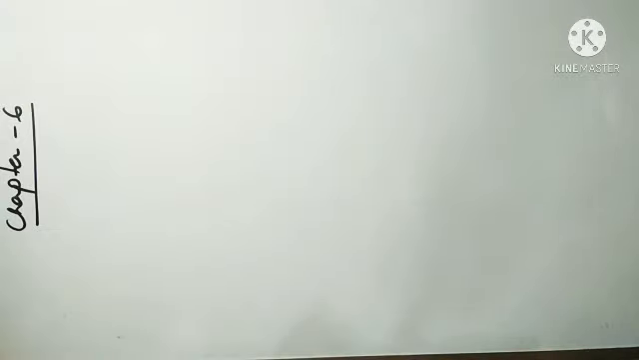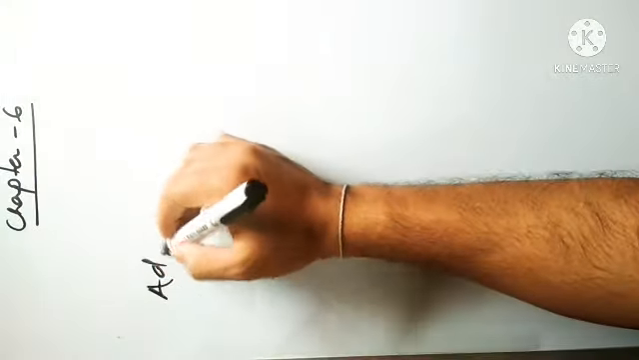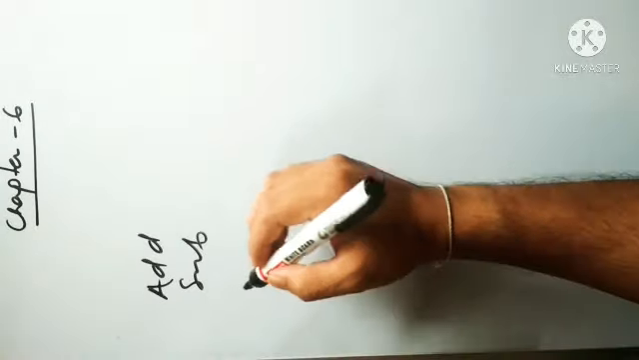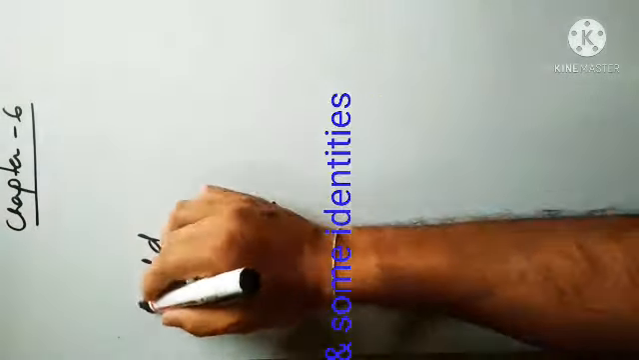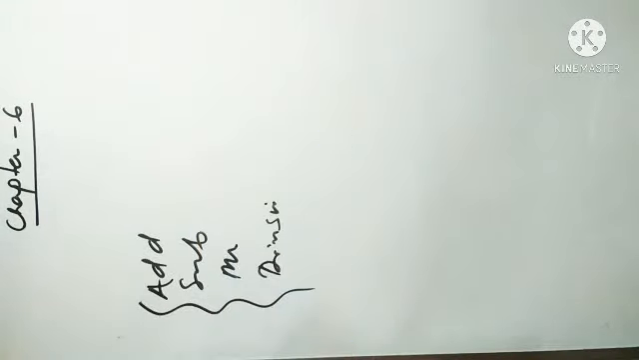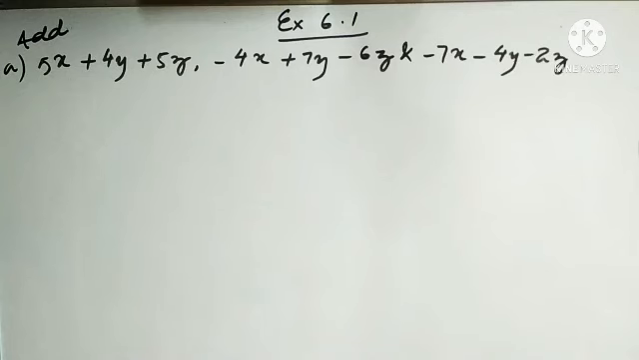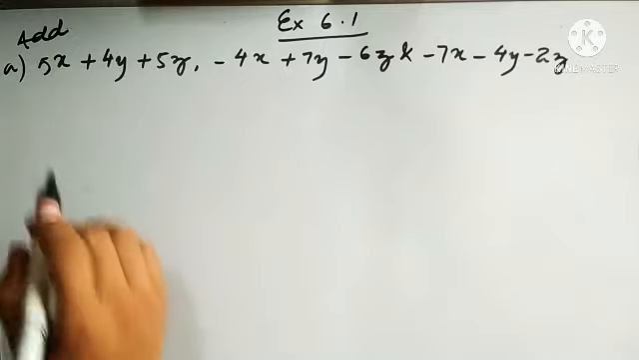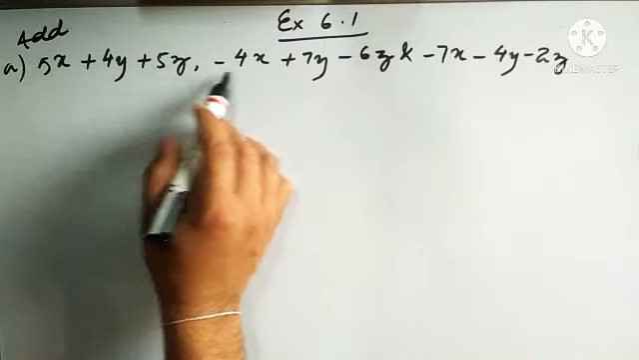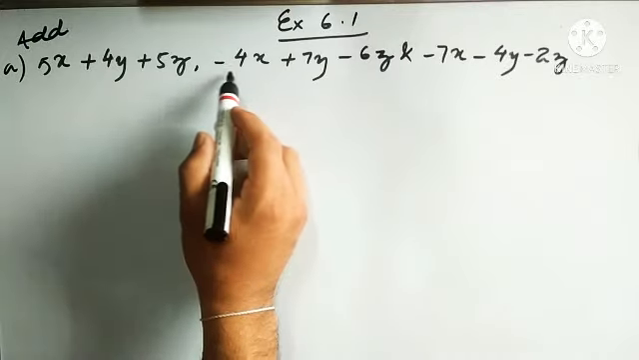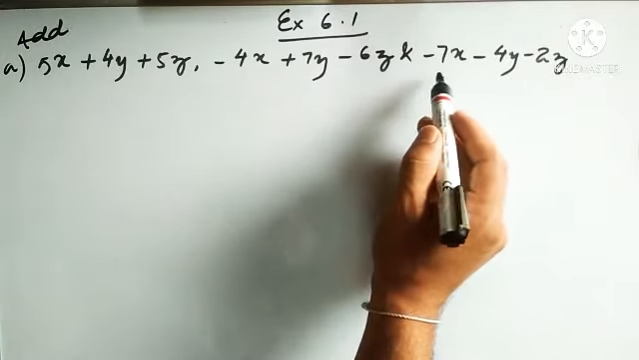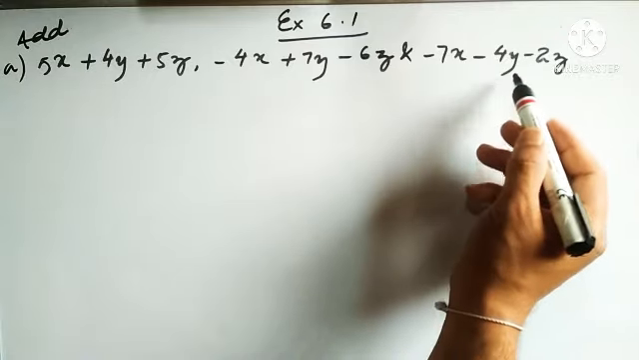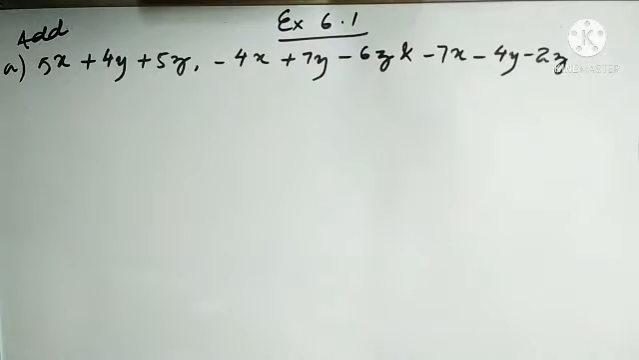In this chapter, you will study addition, subtraction, multiplication, and division. Mainly, you will study these 4 operations in this chapter. Okay, we have the first exercise, that is 6.1, addition. Add 5x plus 4y plus 5z, and the second expression is minus 4x plus 7y minus 6z, and the last expression is minus 7x minus 4y minus twice z.